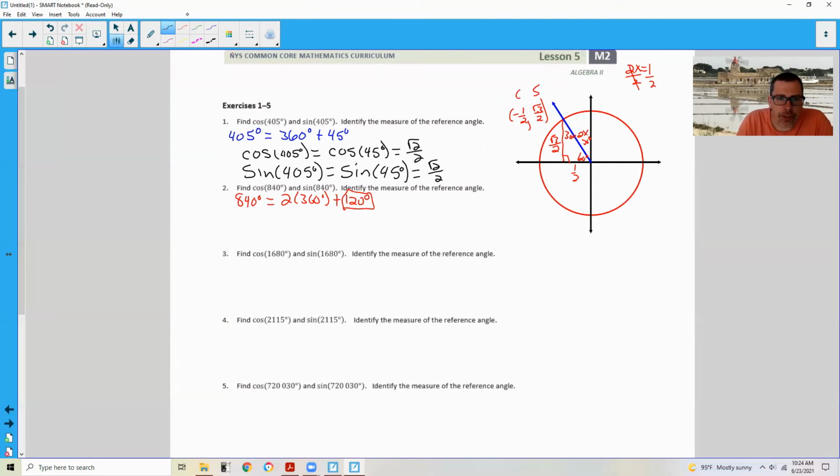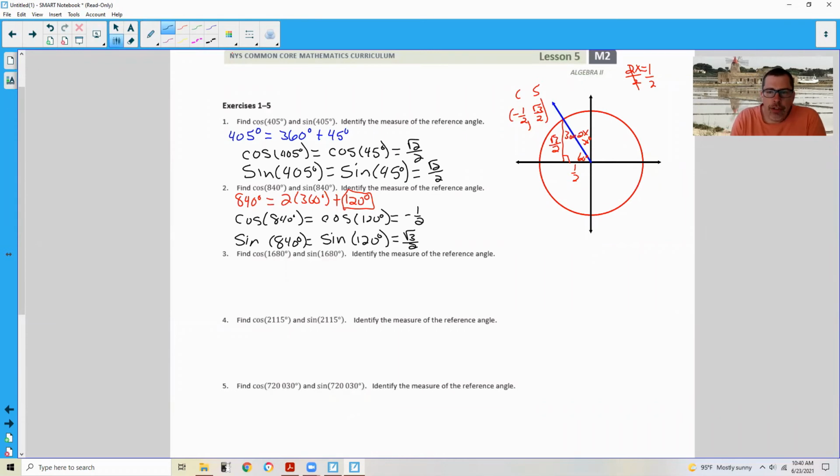So now I'm going to answer the question. The cosine of 840 degrees equals the cosine of my reference angle, 120 degrees, and the cosine was negative 1/2. The sine of 840 degrees equals the sine of our reference angle, 120 degrees, and that is the square root of 3 divided by 2. Okay?